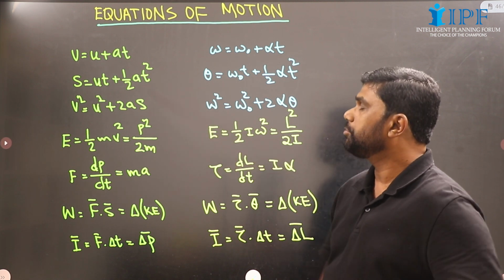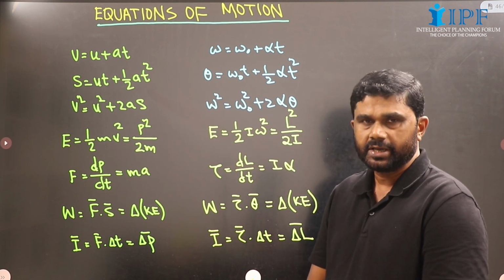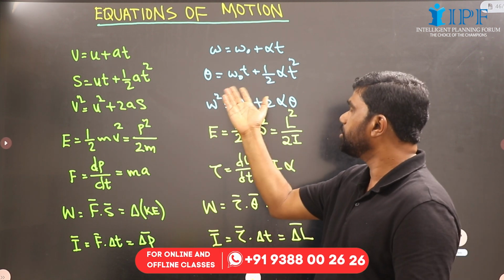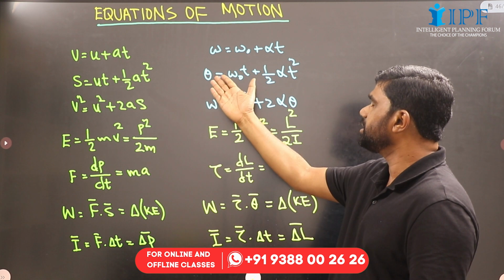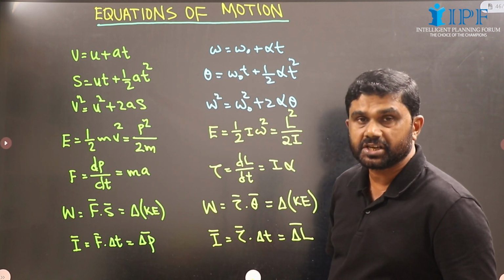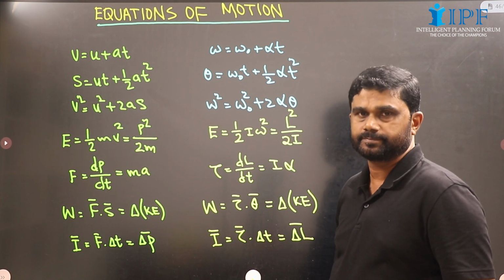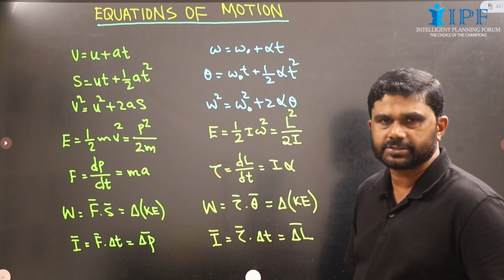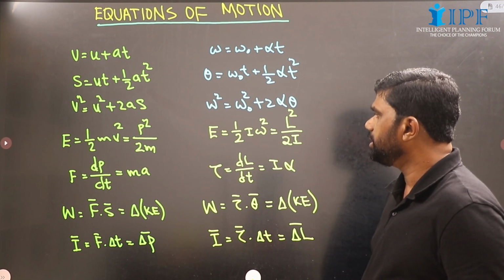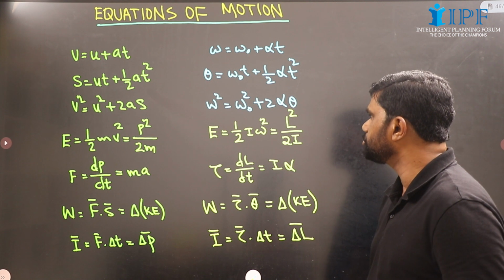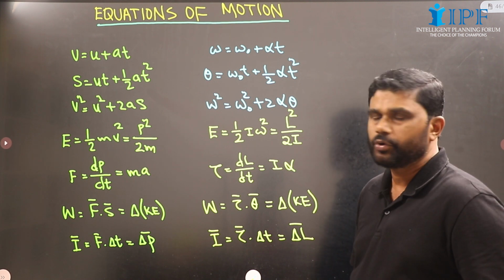We have s equal to ut plus half at square, where s is the linear displacement. The corresponding equation in rotational motion is theta equals omega 0 t plus half alpha t square, where theta is the angular displacement. In linear mechanics, we have v square equal to u square plus 2as, and the corresponding equation in rotational motion is omega square equal to omega 0 square plus 2 alpha theta.